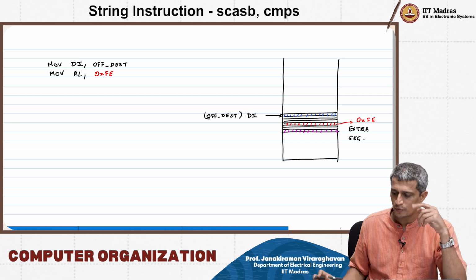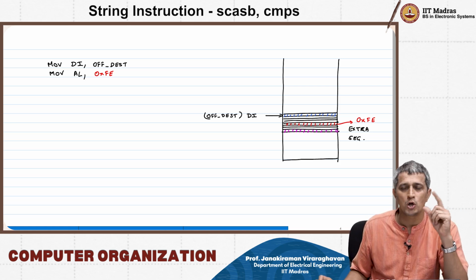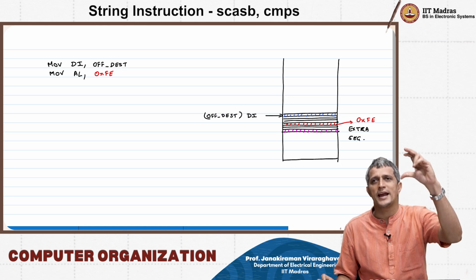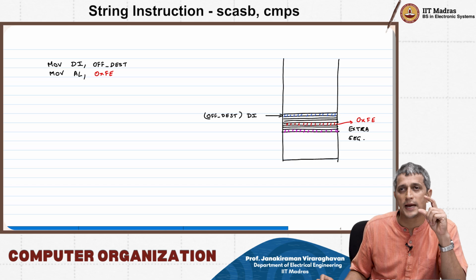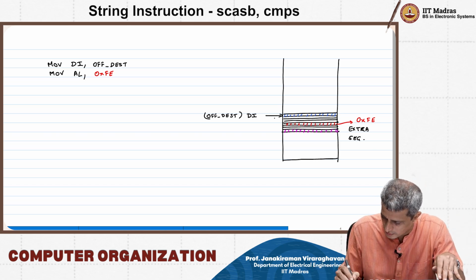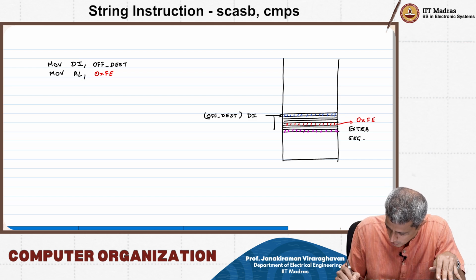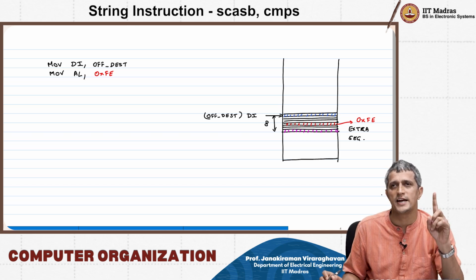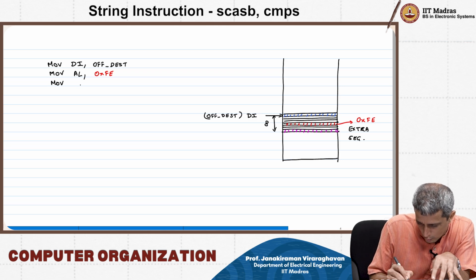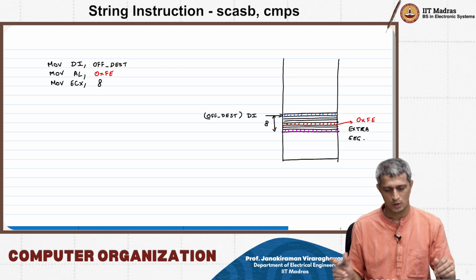And let's say that I want to look for this particular pattern in 8 different bytes of information. Okay, so I am assuming that this distance, this count, is actually 8, spanning 8 memory locations, 1 byte each. So what do I do? Move ECX comma 8, because that's the max count. Now what am I going to do?